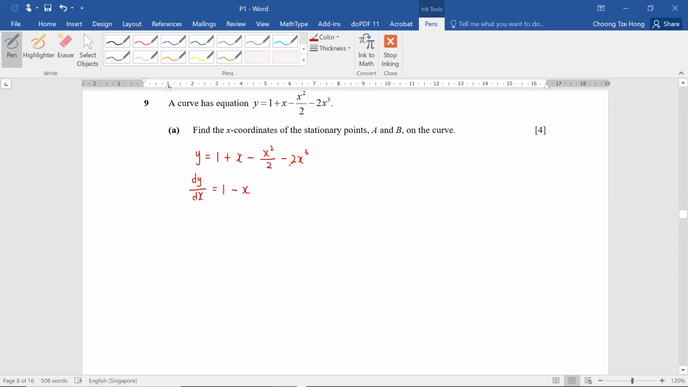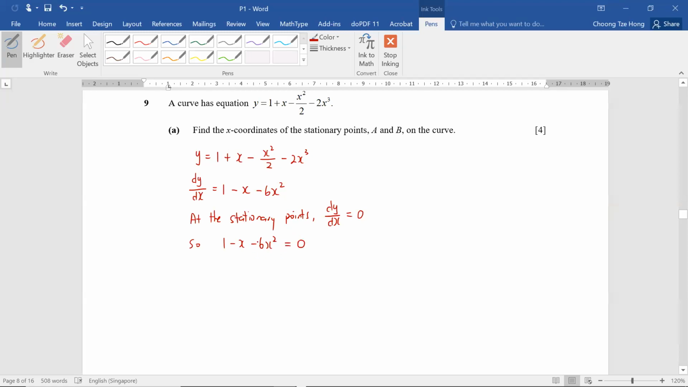Then we will differentiate negative 2x cubed now. You multiply the power in front, so you get negative 6. Then you reduce the power by 1. So we end up with dy/dx equals 1 minus x minus 6x squared. At the stationary points, dy/dx will be equal to 0. So we will set this whole thing to be 0: 1 minus x minus 6x squared equals 0.